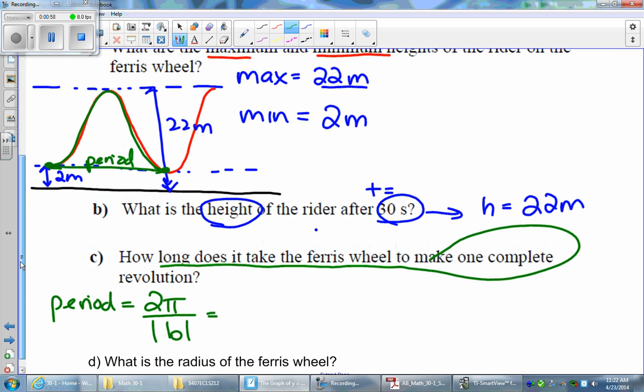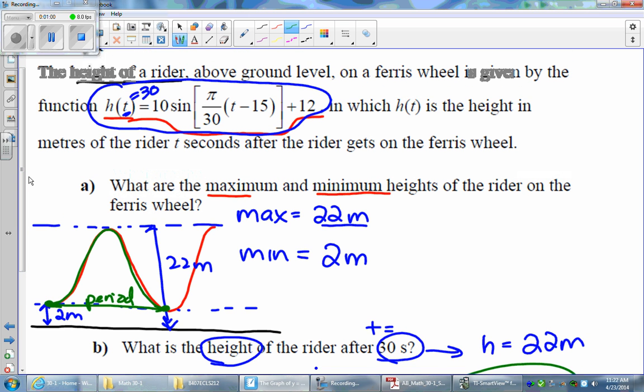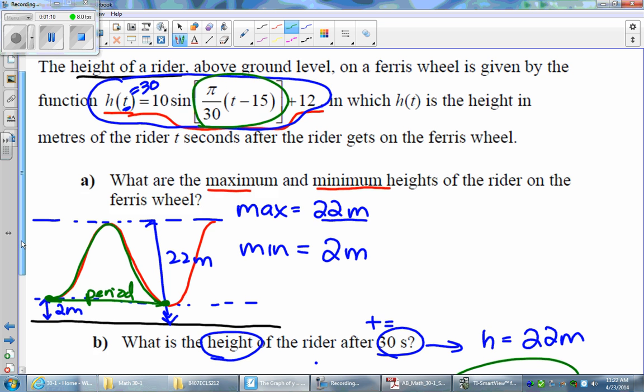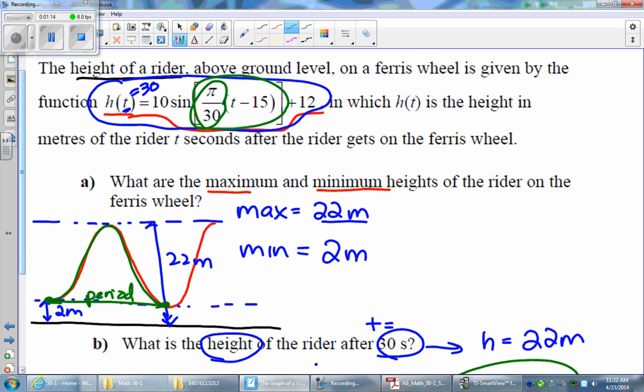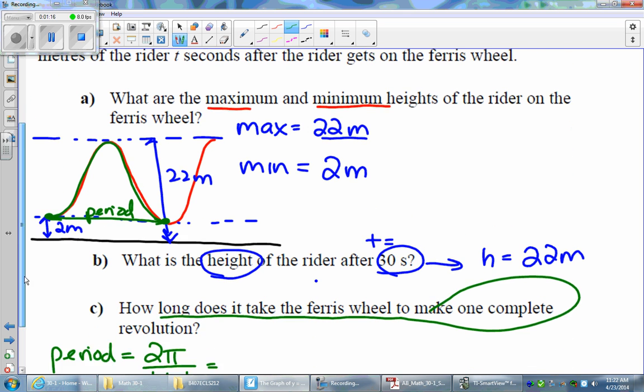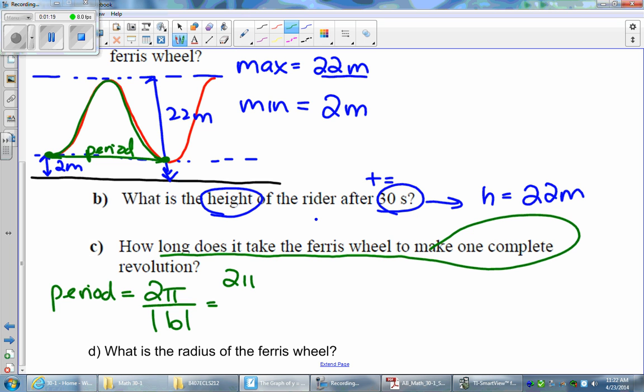Now let's scroll up to my function up here. If we look at our function, my b value, always double check that it has been factored out, and if you look carefully at the argument, it has been factored out. So now we simply take our 2 pi and divide by my b value, which is pi over 30. Okay, so we are dividing by a fraction here. So 2 pi divided by pi over 30 radians. When you divide by a fraction, once again, this is very simple stuff, you want to multiply by its reciprocal. So the reciprocal of the absolute value of pi over 30 is 30 over pi.